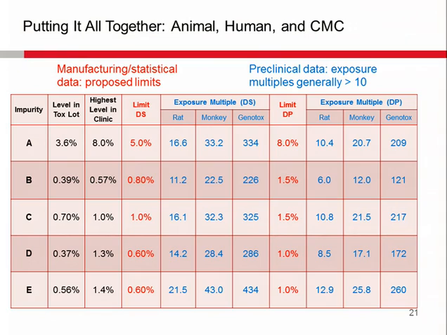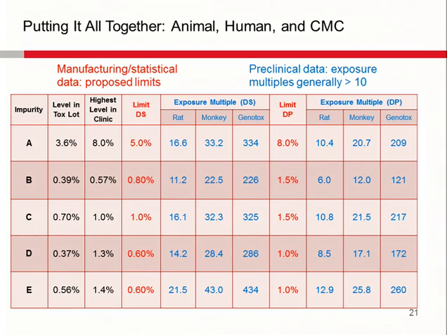So it is possible to make it like this. You spend a minute looking at that and you go, why isn't this presented like this more often? But it does actually make a lot of sense. And you can see this was that one particular example, I think. 0.39 tox, 0.57 was the highest in the clinic. You've got exposure multiples of over 10.